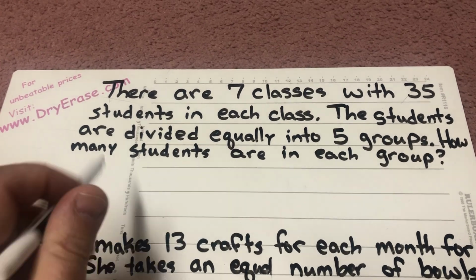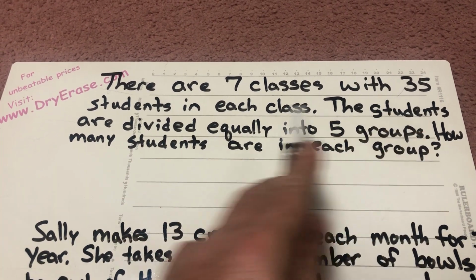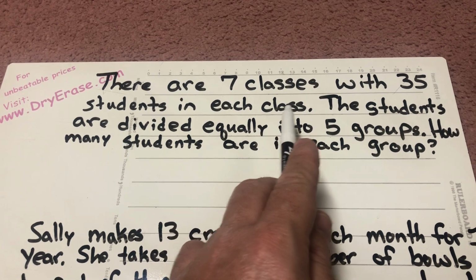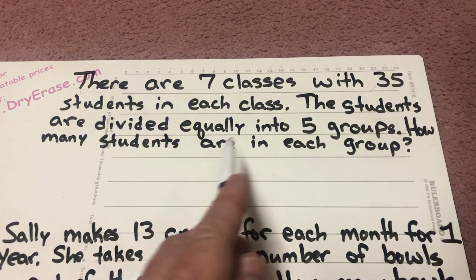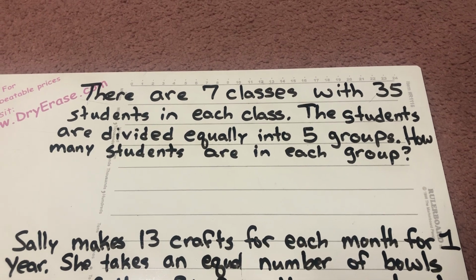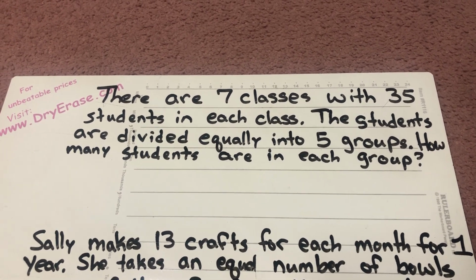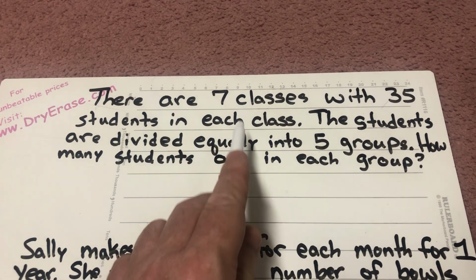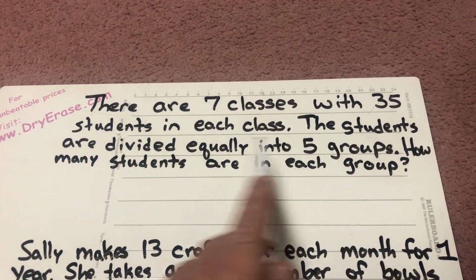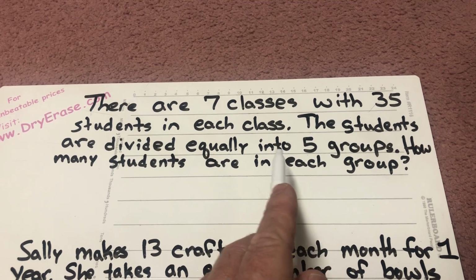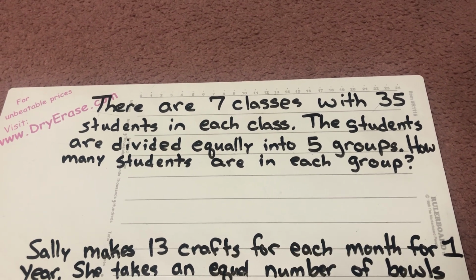This first one says there are 7 classes with 35 students in each class. The students are divided equally into 5 groups. How many students are in each group? Well, first of all, it tells us that there are 7 classes with 35 students in each class, and then it tells us that they're dividing those students into 5 groups equally.